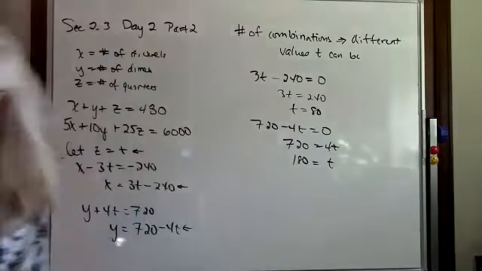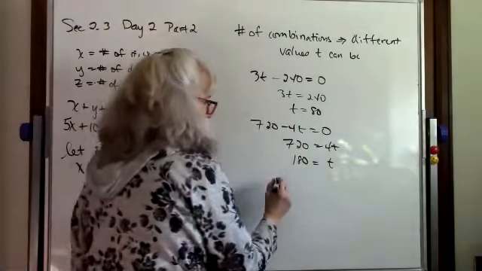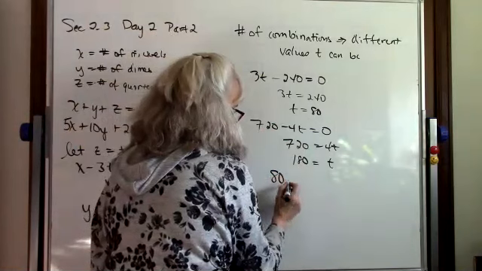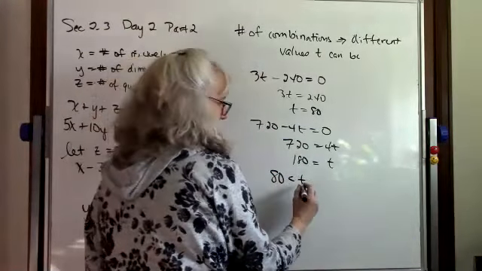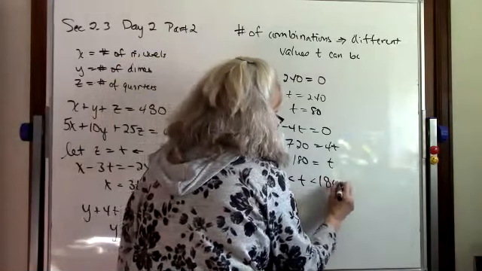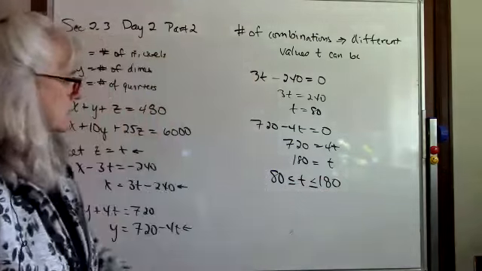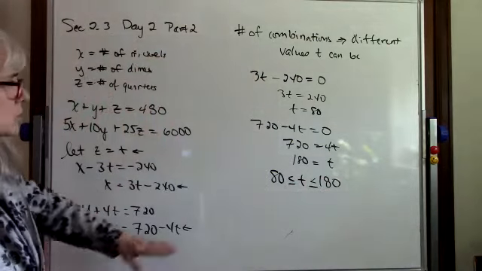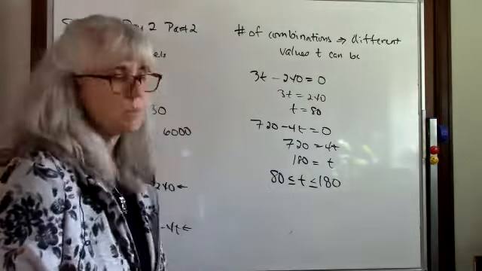So basically, we're saying that T has to be at least 80, but no more than 180. So we're going to write a statement that 80 is less than or equal to T, which is less than or equal to 180. But notice it could be equal to both of those. If it were equal to 80, then you would have no nickels. And if it were equal to 180, you would have no dimes. So how many values is it taking on in between there?